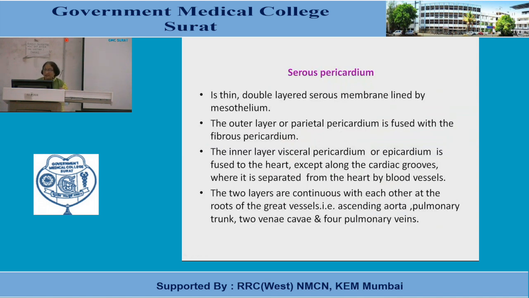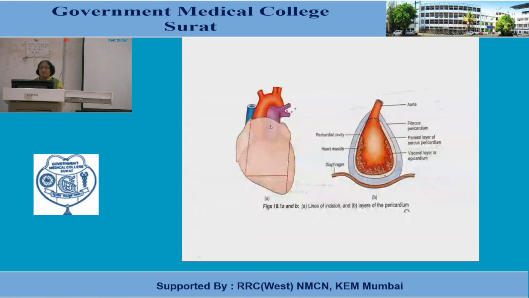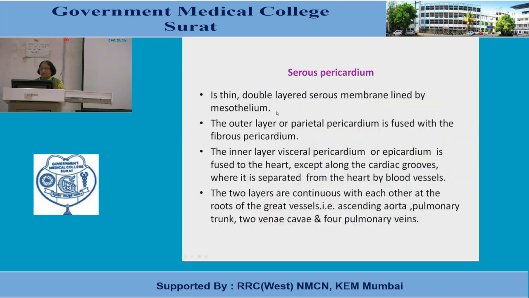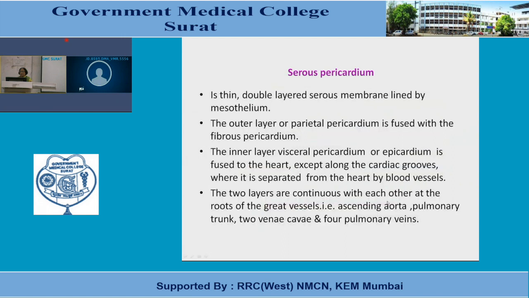The two layers are continuous with each other at the root of the great vessels. You can see the two layers are continuous at the root of the great vessels. These are the superior vena cava, arch of aorta and the pulmonary arteries. So at the root of the great vessels: ascending aorta, pulmonary trunk and the four pulmonary veins.